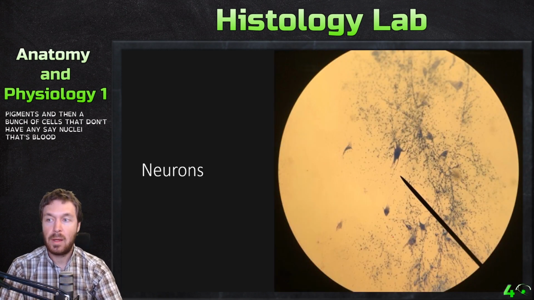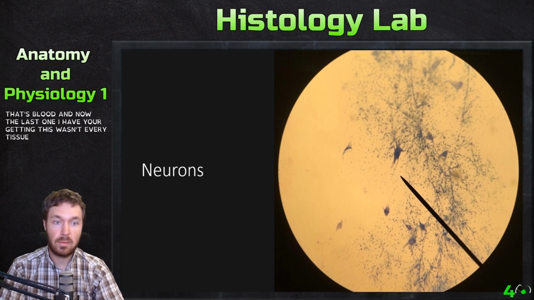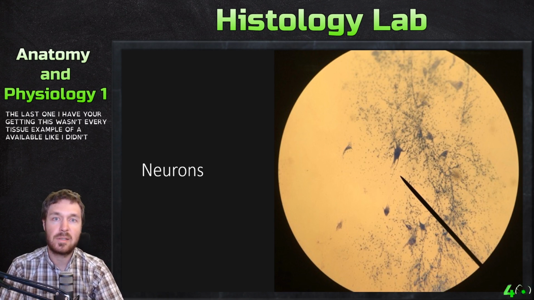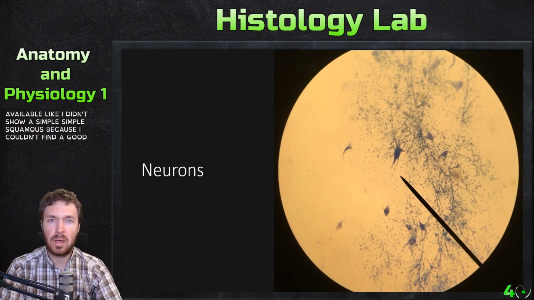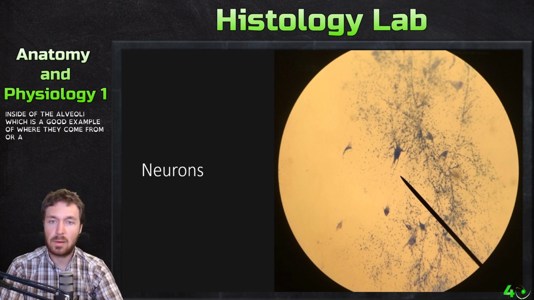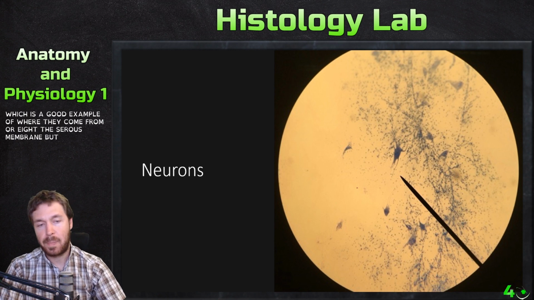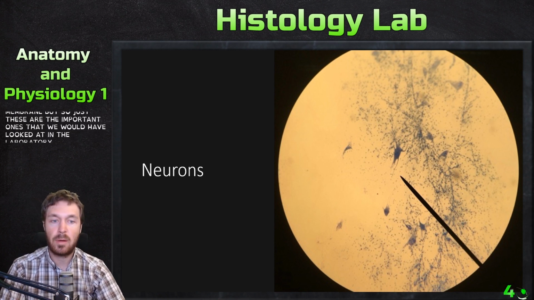that's blood. And now the last one I have here, again, this wasn't every tissue example available. I didn't show simple squamous because I couldn't find a good lung slide of the alveoli, which is a good example of where they come from, or a serous membrane. These are the important ones that we would have looked at in the laboratory, so I'm including them here.